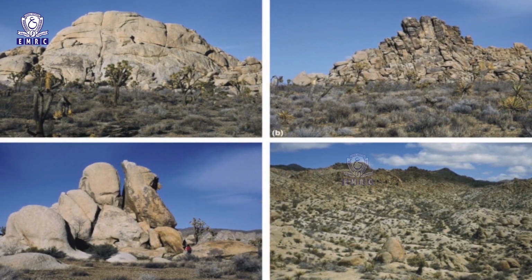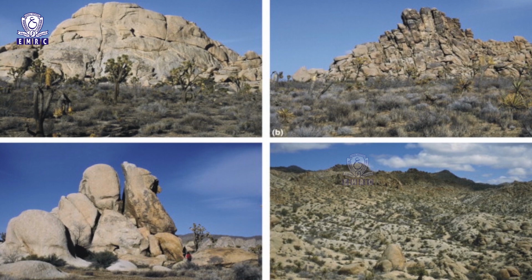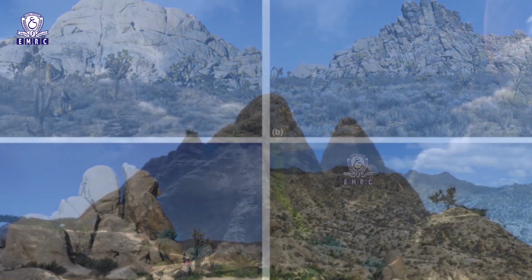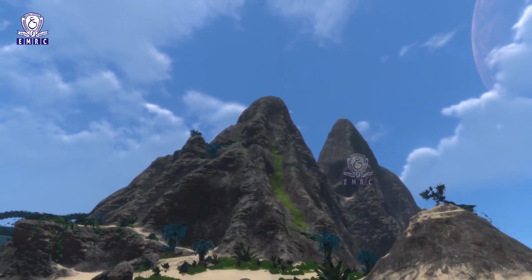Inselbergs are steep-sided hills rising abruptly from the plain of low relief. Inselberg is a German term meaning island mountain. Inselberg is considered as the typical landform of the old stage of the arid cycle of erosion.